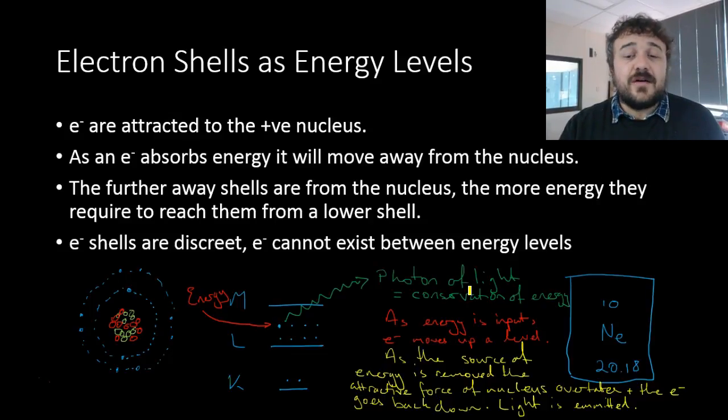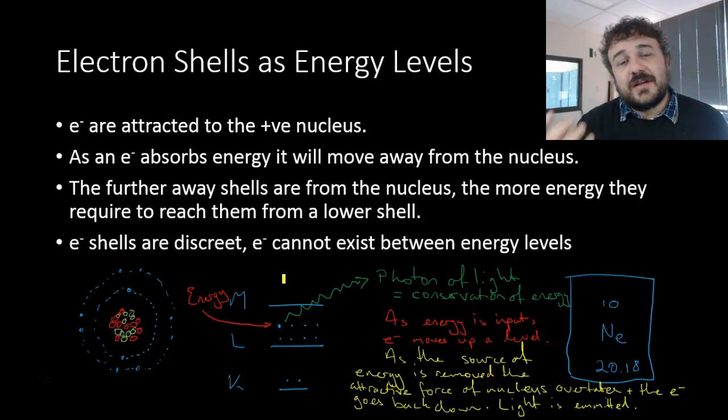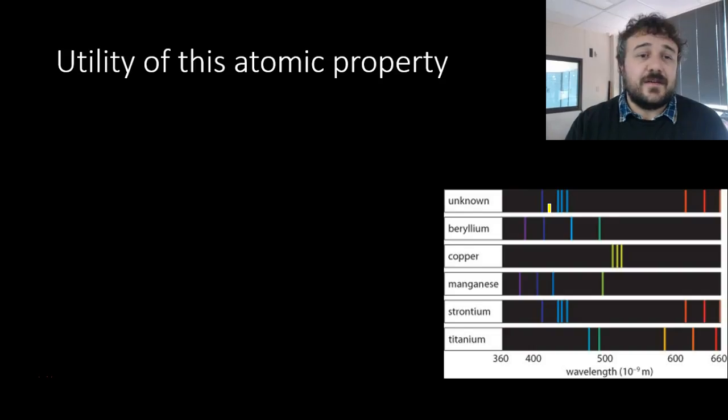And this is because of the law of conservation of energy. So energy was put in to hold it up there. When the extra force is being taken away, it falls back down, but it loses the energy as it goes, and it loses that as a photon of light. Again, this is to conserve energy.